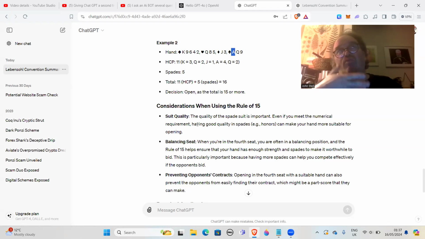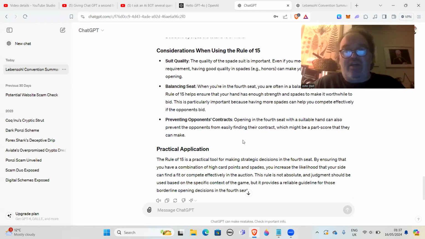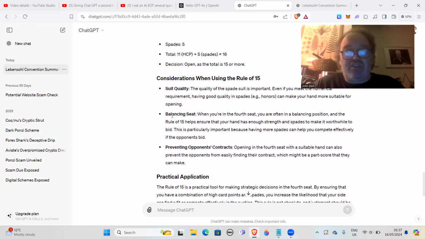So I think if you had a rule of 15 and you had 3 low spades, I'd still be tempted not to open the bidding in fourth seat, because you can get outbid. And the thing about this is it's not really explaining that you can get outbid by the opposition in spades. It doesn't really mention that. Okay, and that's really the thing. So let's see if it mentions it further on.